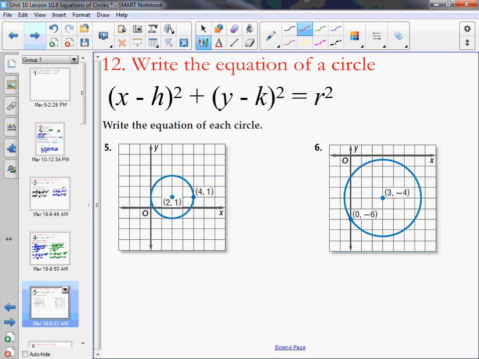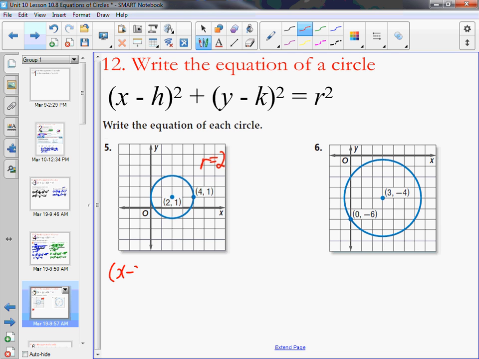And one way I can get it is I can say, oh, well, that's a radius. That's 2 spaces. But also, if it was 2.01 spaces, I'd never notice the difference, right? But look, so let's look at this radius. It goes from the point (2, 1) to the point (4, 1). Since it's a horizontal segment, can't I just do 4 minus 2? And the radius is 2. So it really is 2, isn't it? Okay? So now that we know the center and we know that the radius is 2, we're in business.